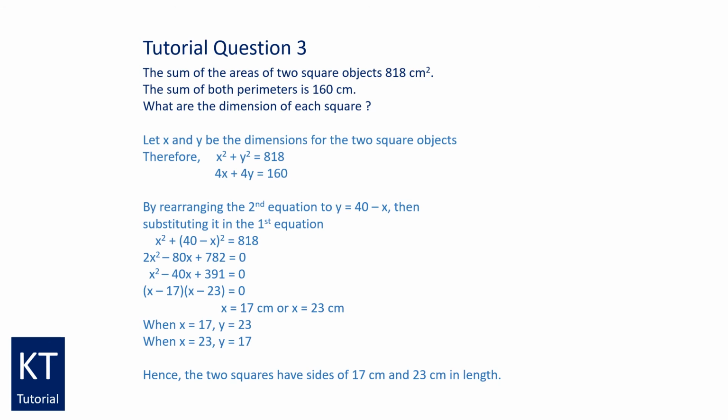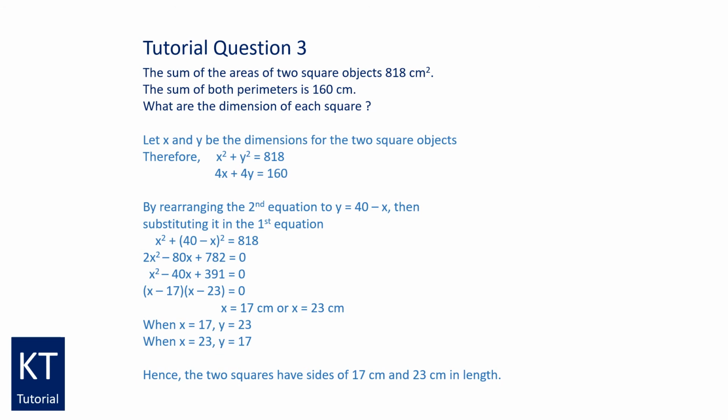Unlike tutorial questions 1 and 2, where the simultaneous equations are given, in this case you would start by formulating the simultaneous equations. From the sum of areas, and with each square having the side length of x and y, it would be obvious that the sum of x squared and y squared must equal 818. As for its perimeter, 4x plus 4y in turn must equal 160. This sets the first two simultaneous equations.